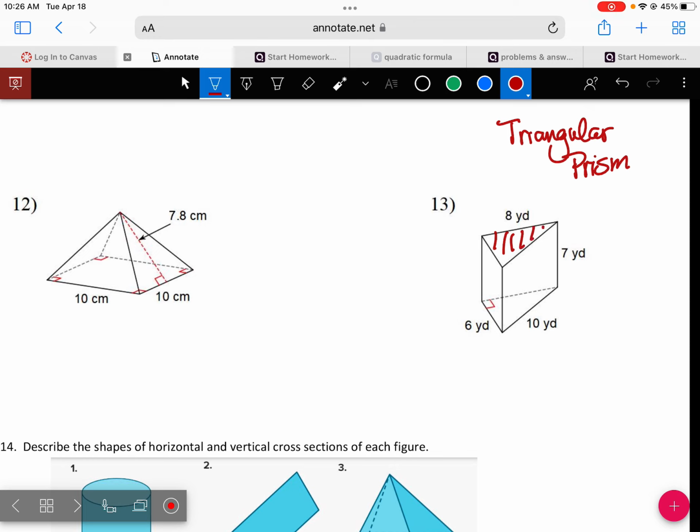Because you have two bases and they are the shape of a triangle. So, surface area of a triangular prism is, let me think about this. It's not area of the base times the height. It is perimeter times height, plus 2 times the bases. I was trying to remember it.